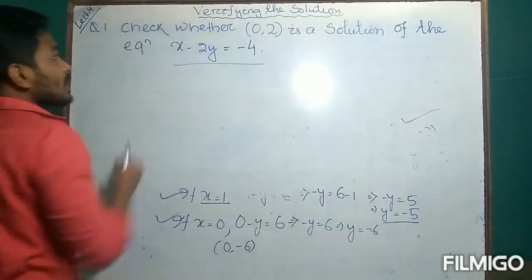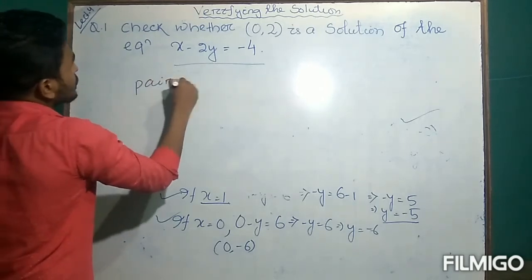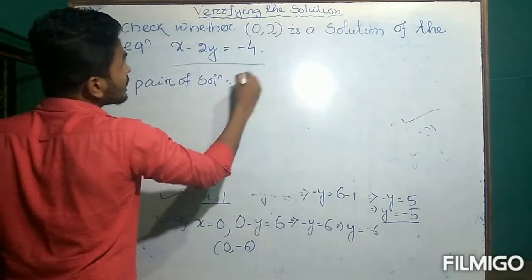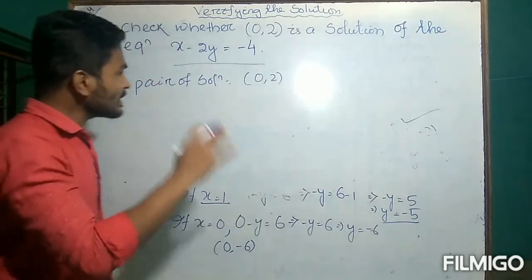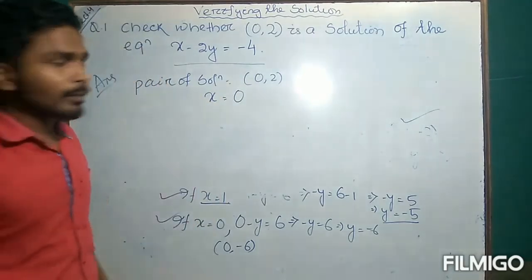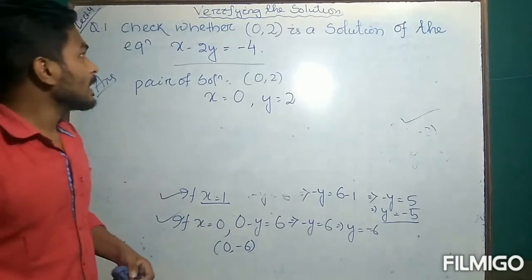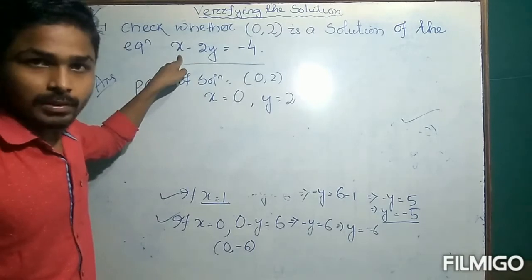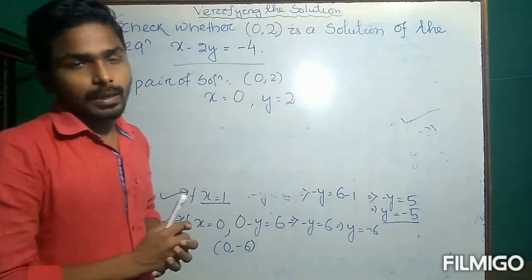So in this question it is given that the pair of solution is 0, 2. Understood? So it means we already have the value of x, that is 0, and we already have the value of y, that is 2. Right? Now we have to verify whether 0 and 2 are a pair of solution for this linear equation or not. How?